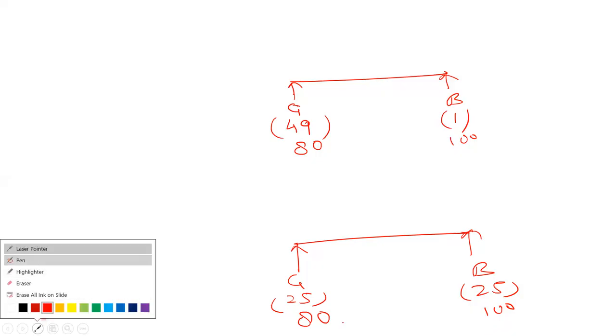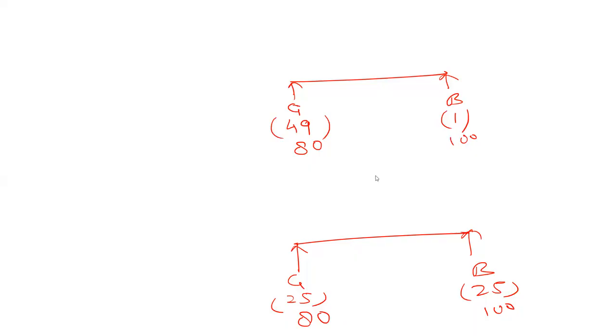Notice, since there are the same number of girls and boys, the weighted average or the average of the entire class would have been smack in the middle between 80 and 100, which is 90, because there were equal numbers of girls and boys. Are we clear? Same number of girls and boys, so the average would have been right in the middle.